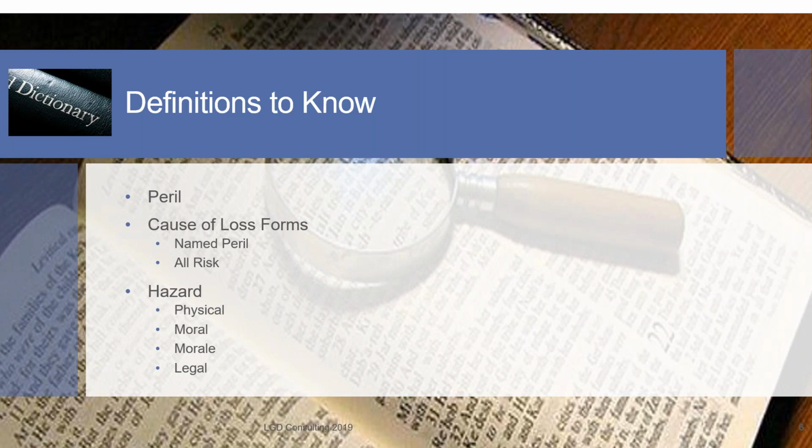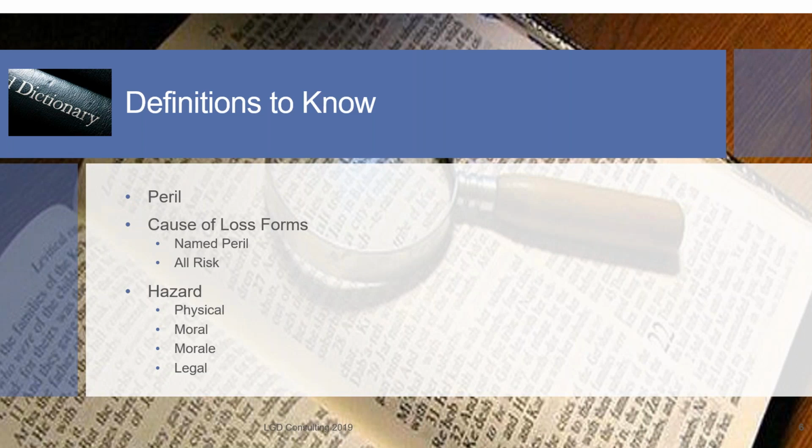And now these forms are the opposites of each other. A named peril form lists perils that the policy will provide coverage for. So a standard fire policy covers three perils: fire, lightning, and removal. So if you suffer a loss that is not one of those three perils, it's not going to be covered. Right? That's a very limited policy.